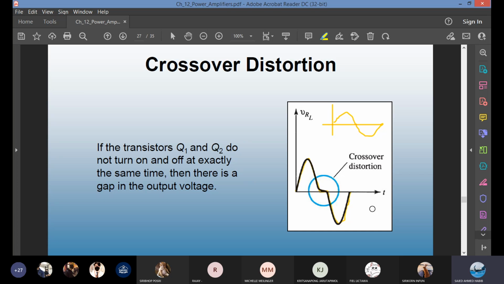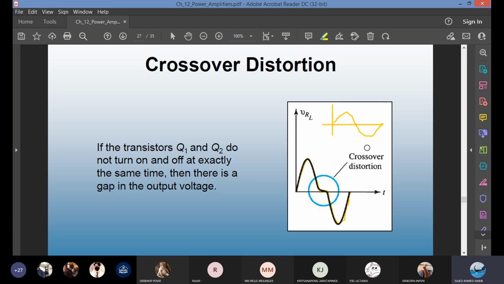Why crossover distortion? Because the voltage is crossing over from one level to the other level. Where is the crossover point? The crossover point is the horizontal line. It is V equals 0. That's the point. So from the positive side, when you try to move to the negative side, you are crossing over.